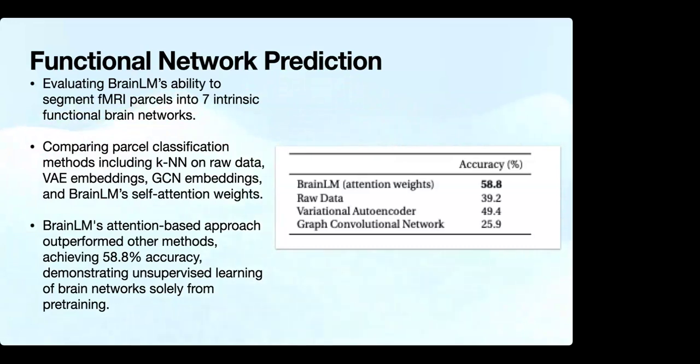From what it looks like, their model is achieving a high accuracy. The second best accuracy was a variational autoencoder, and last looks like the graph convolutional network. So their model's attention-based approach outperformed other methods, achieving 58.8% accuracy, demonstrating unsupervised learning of brain networks solely from pre-training.